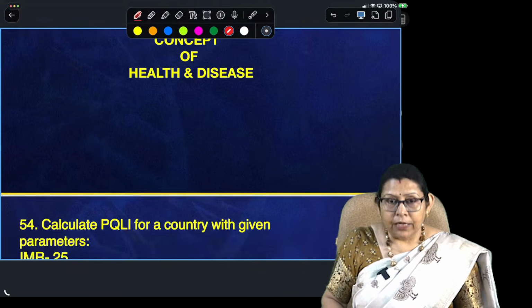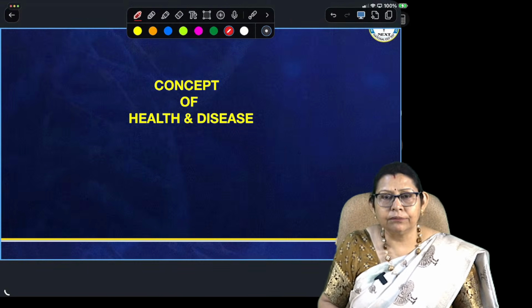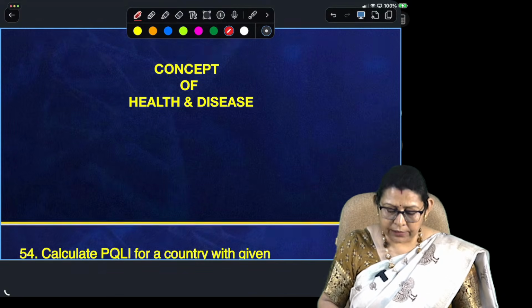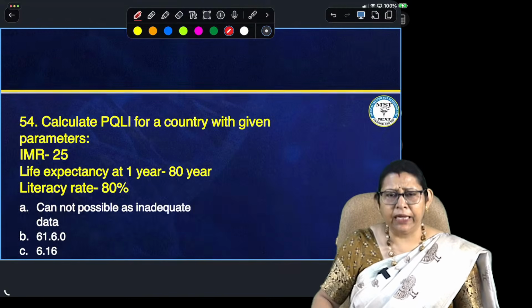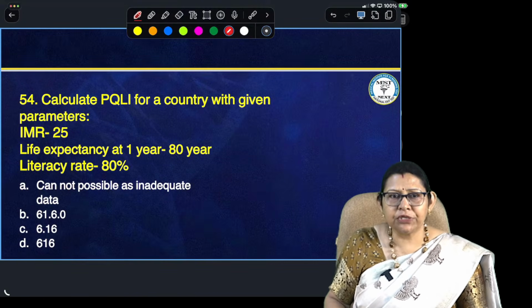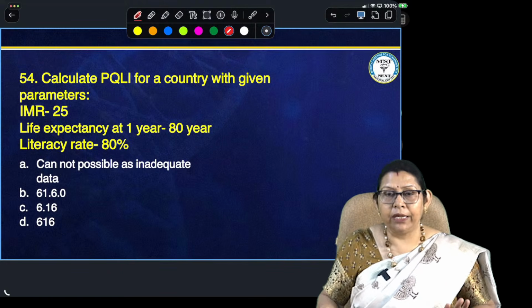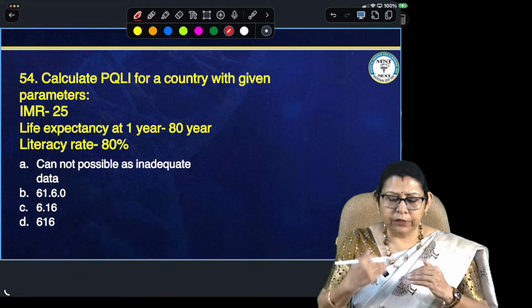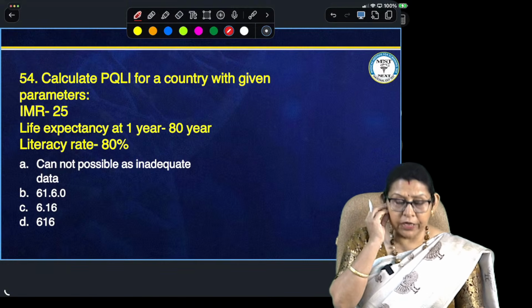Okay. Now, the last area from where questions come is the concept of health and disease. Okay. This is again fact based questions. Calculate the PQLI of a country. Again, not very commonly asked, but I thought let me just include this. PQLI of a country with given parameters.